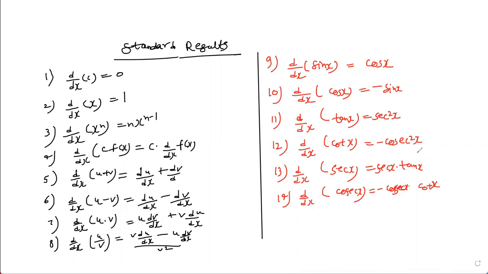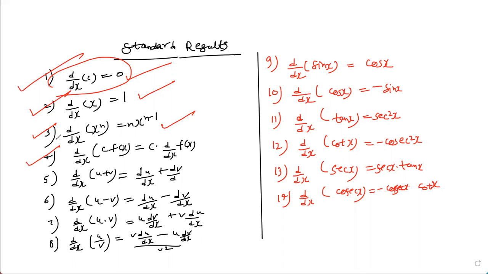Now we'll see a few standard results that we are directly going to use in our sums. You can also treat them as formulas. Okay, let us first start with the first one. So d/dx of c. Now c here basically means constant. So if you differentiate any constant with respect to x, then the result will be 0. And the second one, d/dx of x, will always be 1. Okay. Third one, d/dx of x to the power n. That means if you have a polynomial where you have an exponent, then it will be n into x to the power n minus 1.